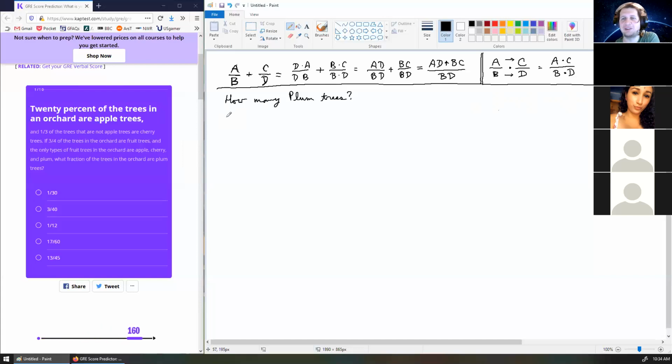So there's a couple different ways to write 20%, right? You know, 20 over 100. Let's say the number of trees in the orchard is T.